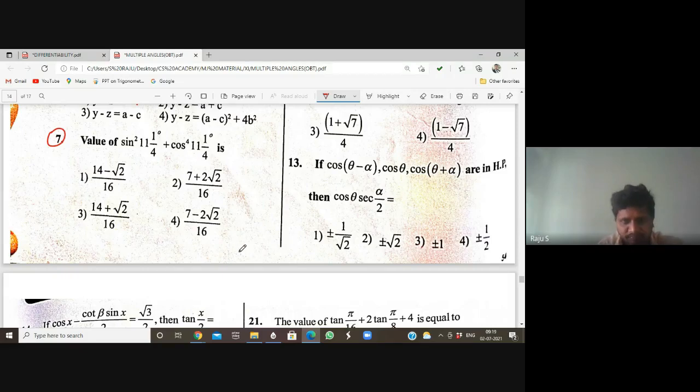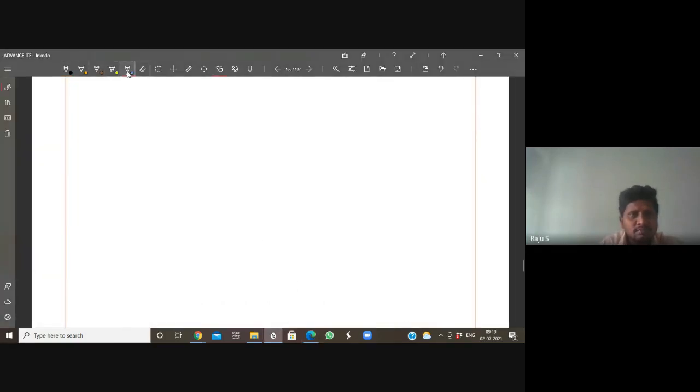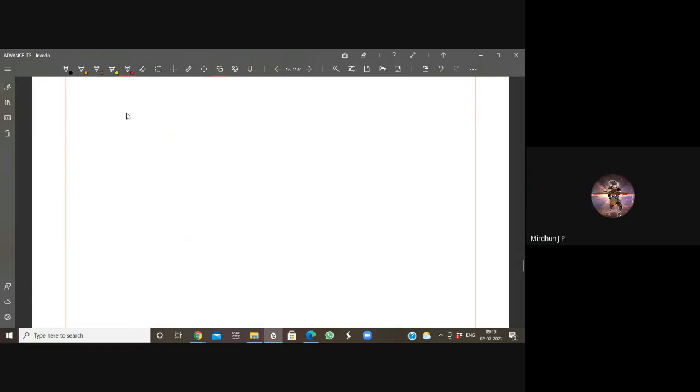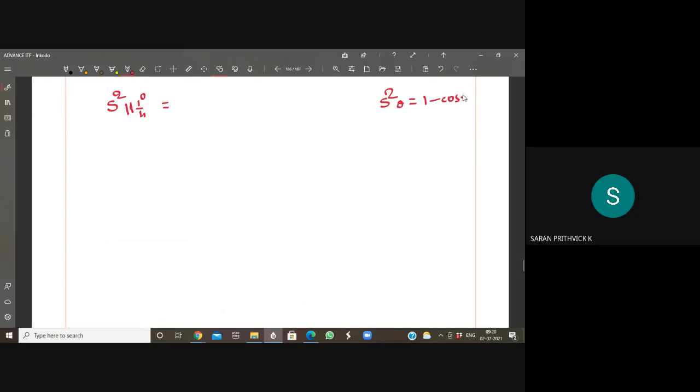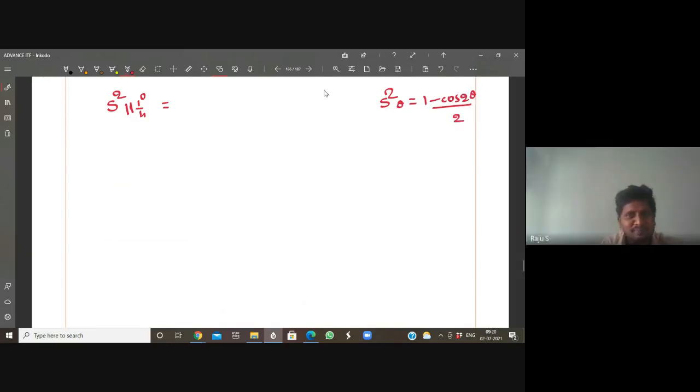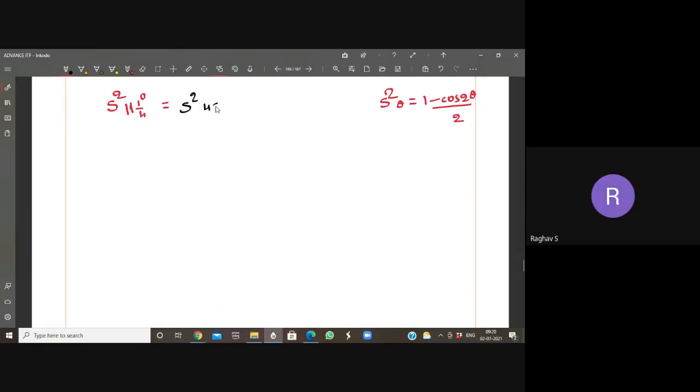Let us do one thing. There is a formula for sine square theta in terms of cos. What is that formula? 1 minus cos 2 theta is equal to 2 sin square theta. So the sine square theta formula is sine square theta is equal to 1 minus cos 2 theta by 2.